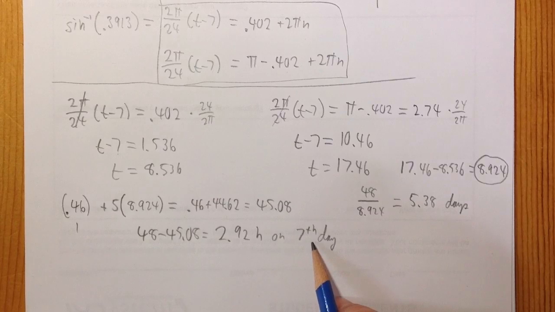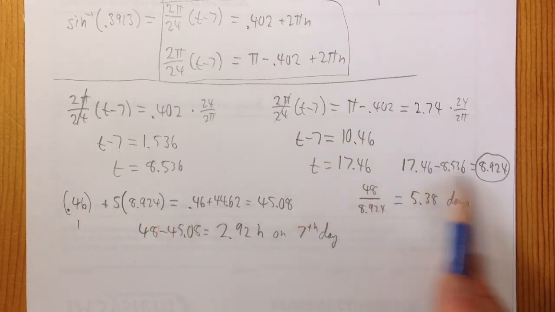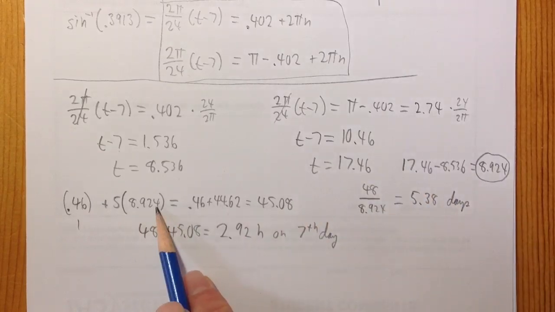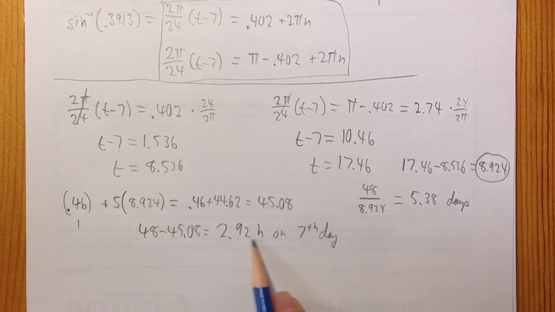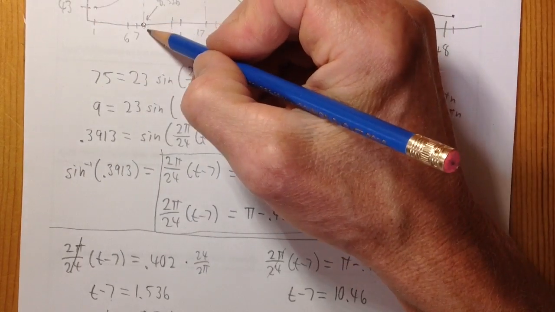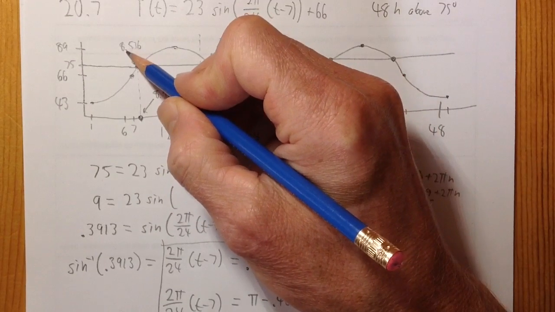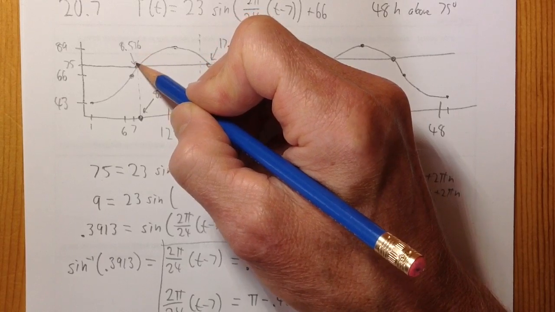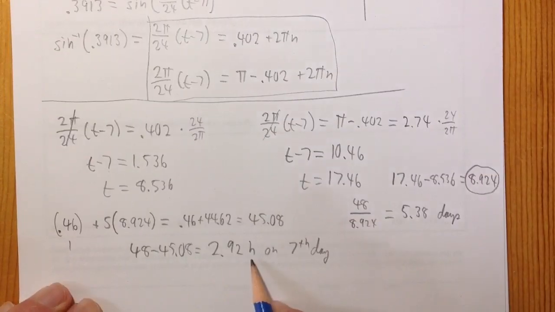Then we'll get 48 hours above 75 degrees. Okay, so we go through that again. First day 0.46, we start at 5 p.m. Then we get 5 full days. Each day we figured out was 8.924 hours above 75 degrees. That gave us 45 hours, so we know we're going to need one more day, and just part of a day. Okay, so we need to figure out when it's 2.92. However, we know that every day it gets above 75 at 8.536 hours. So on our 7th day, we're going to reach that at 8.536 plus 2.92 hours.